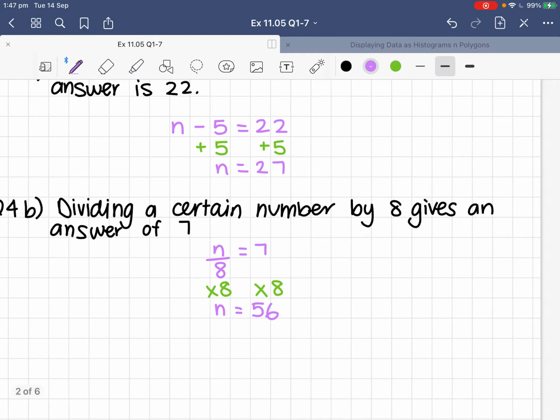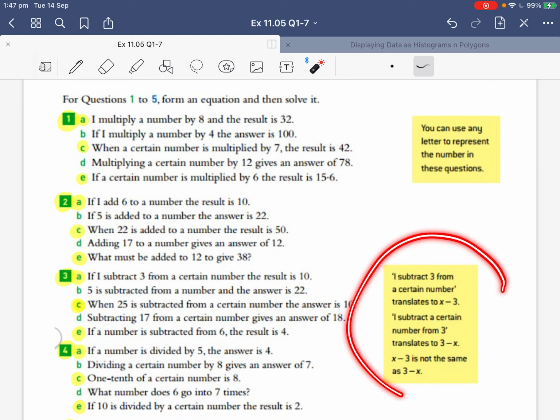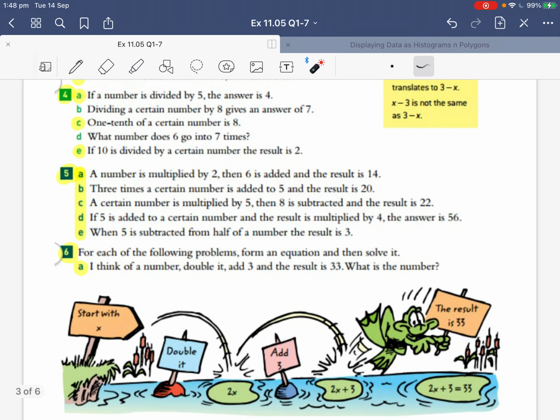So all of questions 1 to 4, part B is very similar to all of them. You must just note that in question 3, we have some different types of questions. So we have 'I subtract 3 from a certain number', which translates to the number minus 3. They've used x here. And 'I subtract a certain number from 3' translates to 3 minus x. Now, x minus 3 is not the same as 3 minus x. So it's very important to note that.